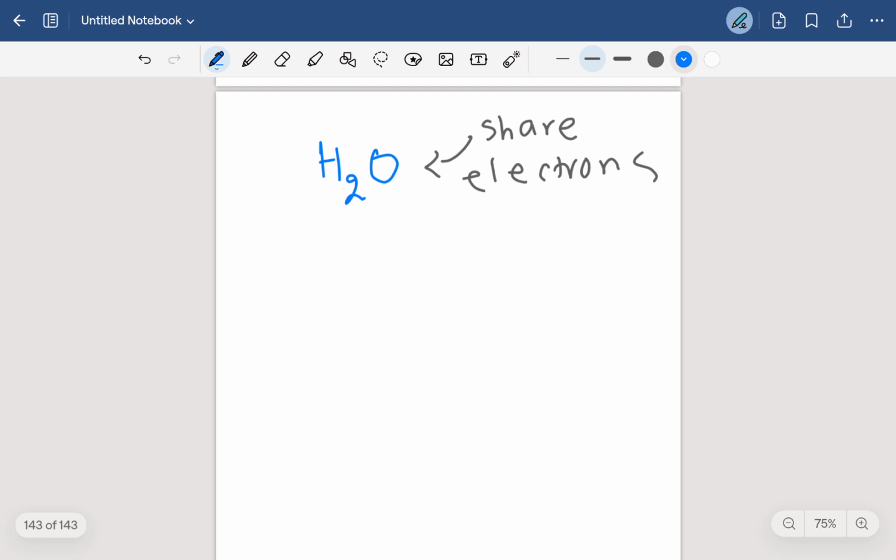Whereas for the covalent, for example H2O, we are going to have H over here, O in the middle, and H over here, just an example, okay?